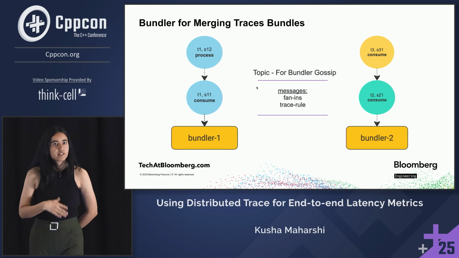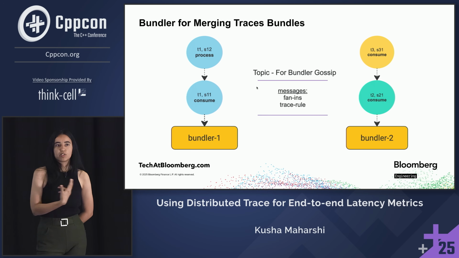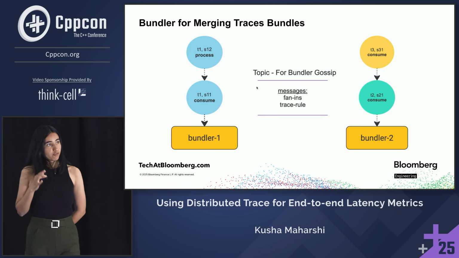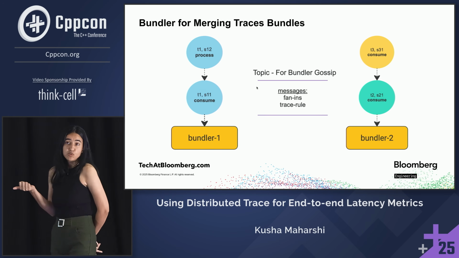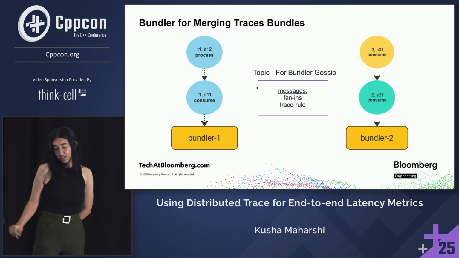This Kafka topic essentially is enabling gossip or any communication between these different instances. The main types of messages that flow through this Kafka topic are messages about fan-ins and about any trace rule matches. So what does that mean?